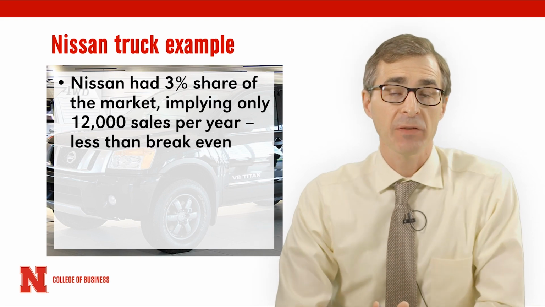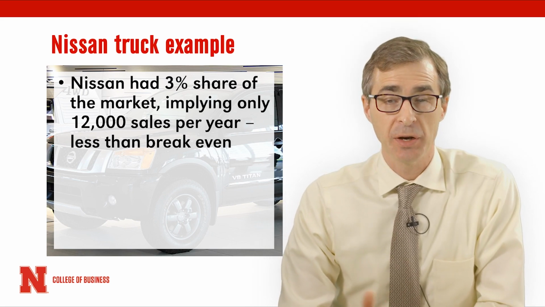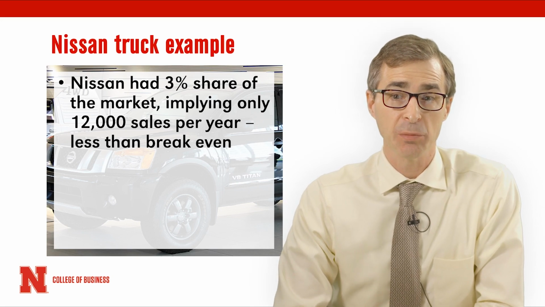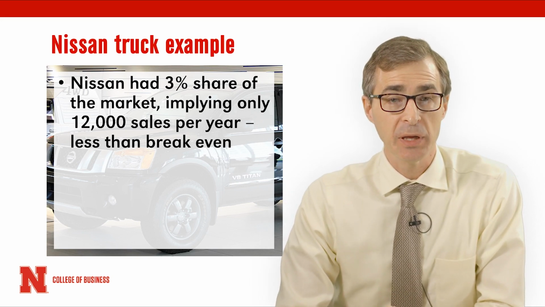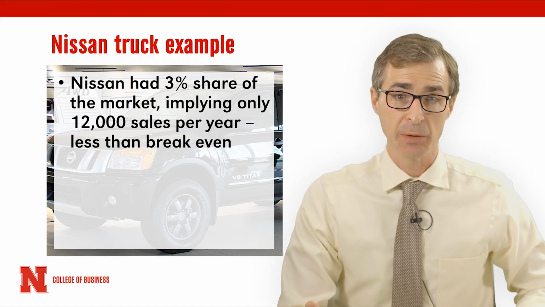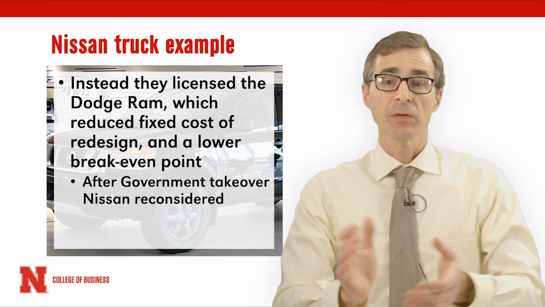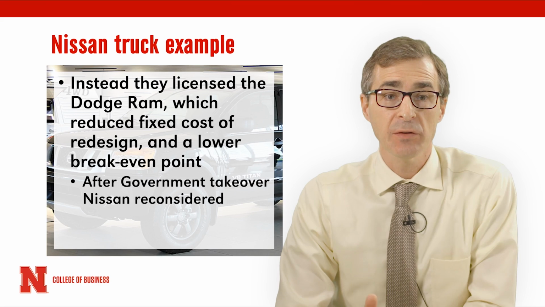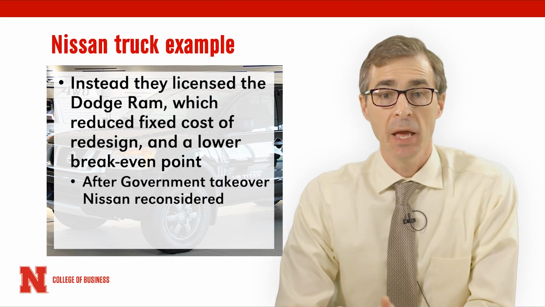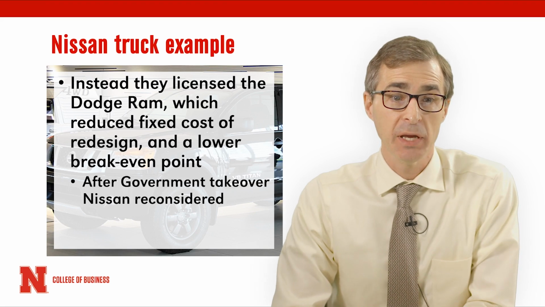Now, Nissan at that time had only about a 3% market share, and that translated into sales of about 12,000 Titans per year. Not nearly enough to break even, not nearly enough to justify the $400 million redesign project. Instead, what they decided to do was license the Dodge Ram pickup, which would reduce the fixed cost of redesign and lower their break-even point.